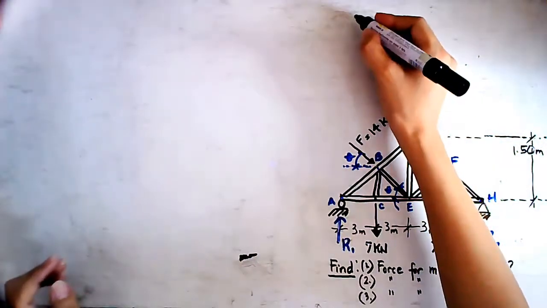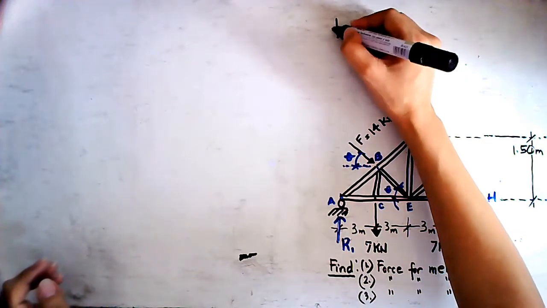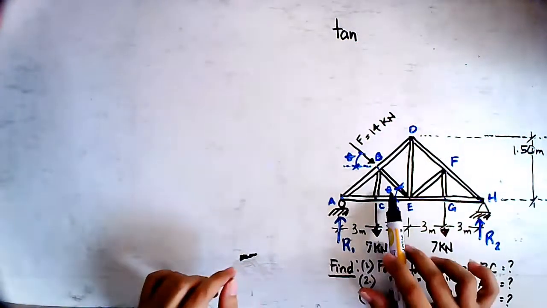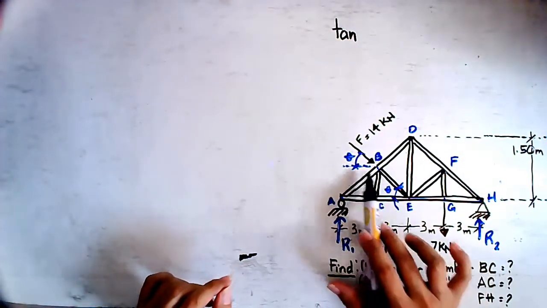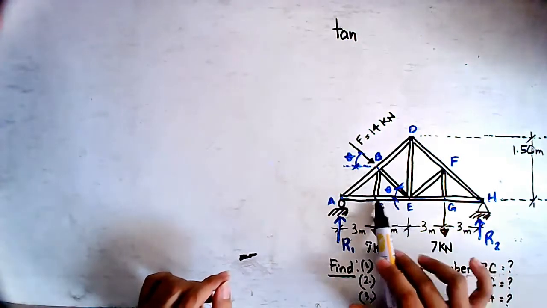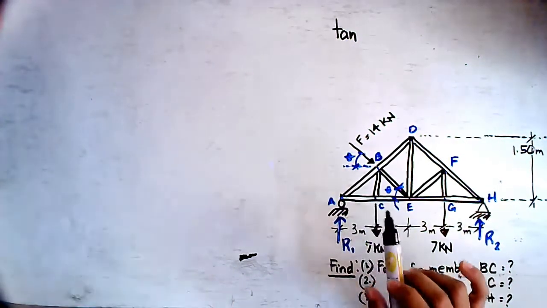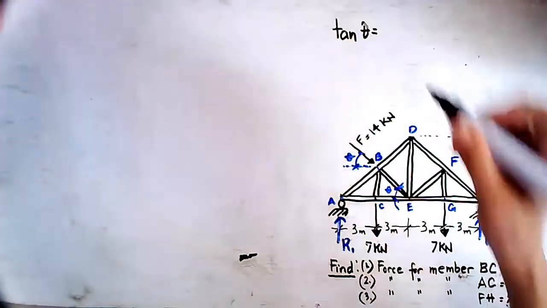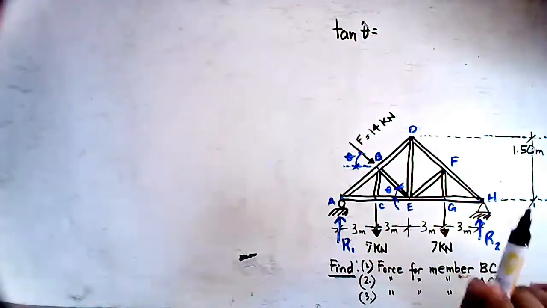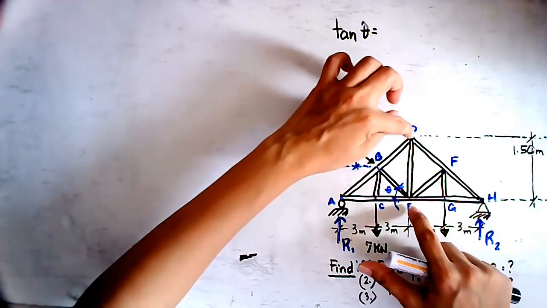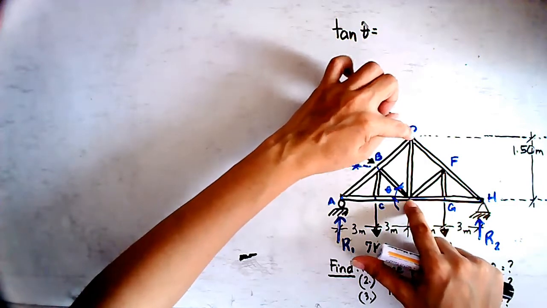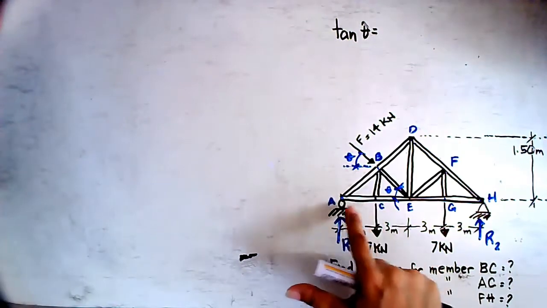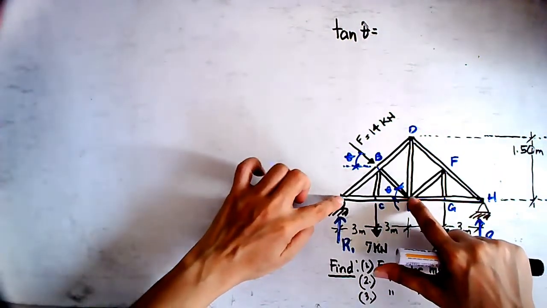To determine the value of the angle, all we have to do is to make use of a trigonometric function. We can use tangent. Tangent of this angle, that means the opposite is the rise, adjacent is the run. So we have tangent of the angle equals, remember this is 1.5 meters. So the total height of member DE is 1.5 meters. The member BC is at 3 meters from point A. And remember, this is 6 meters.